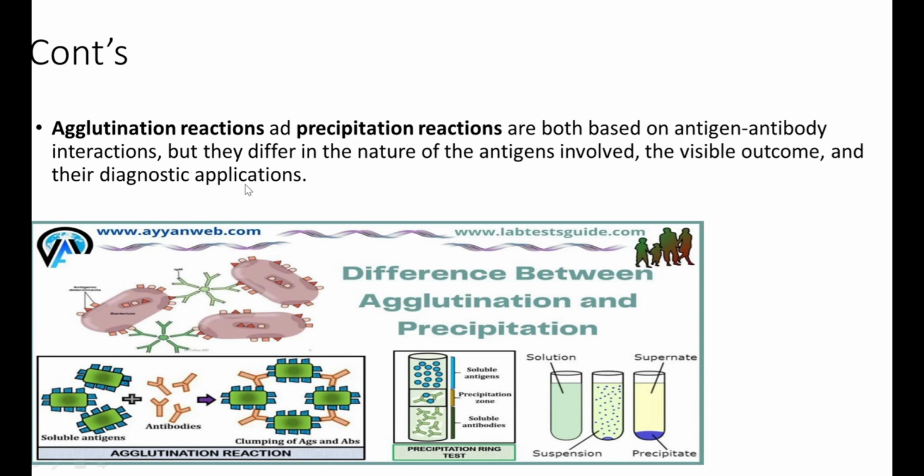Agglutination reaction and precipitation reaction are both based on the antigen-antibody interaction, but they differ in the nature of the antigen involved, in the visible outcome, and in their diagnostic application. Here there is an image showing how the agglutination reaction looks and how the precipitation reaction looks. In agglutination, there is no need to be in solution, but the precipitation reaction needs to be in solution and in the equivalence zone.